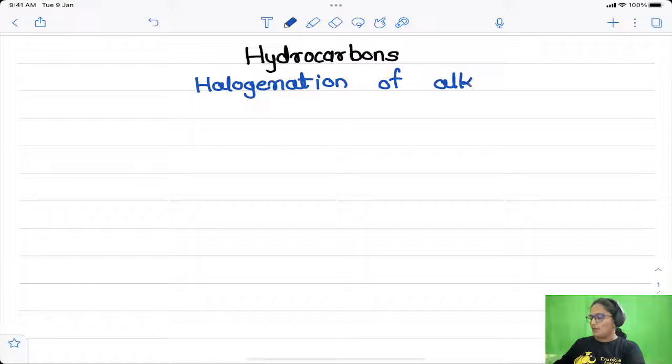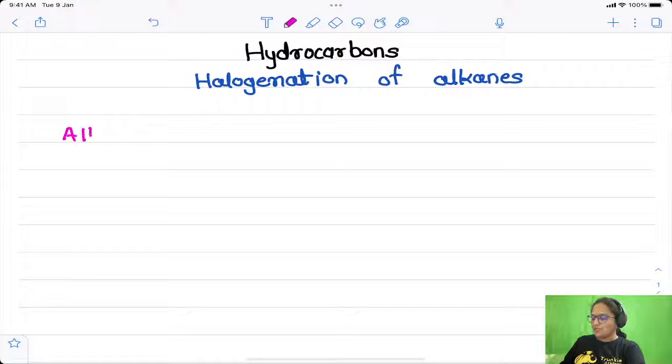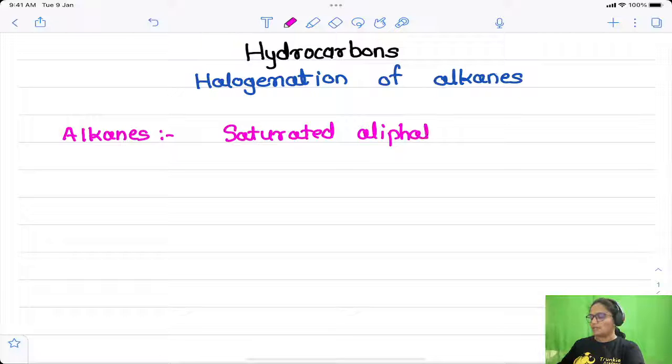As we discussed in yesterday's session, alkanes are saturated hydrocarbons. I will explain saturated hydrocarbons in today's session. So what is the meaning of this saturation that we are going to see now? Alkanes are saturated aliphatic hydrocarbons.